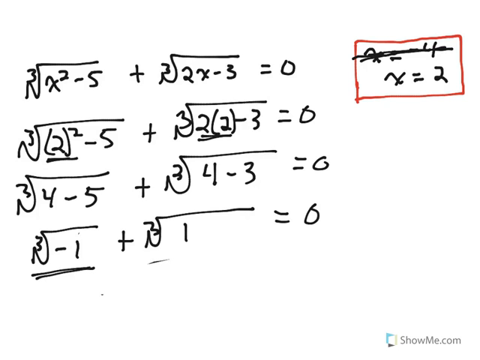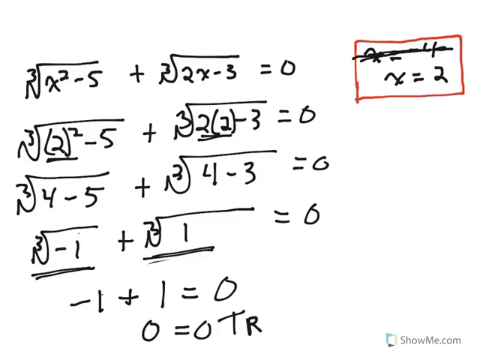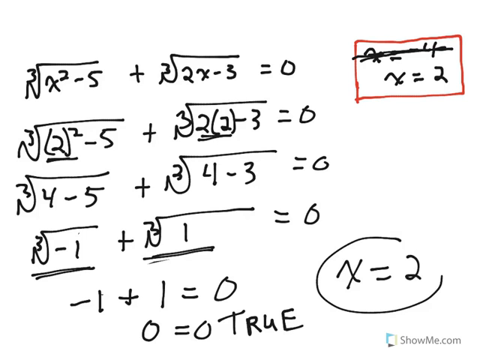The cube root of negative 1 is negative 1. The cube root of 1 is positive 1. Negative 1 plus 1 is 0. So x equals 2 is a solution. So in this problem, we only have one answer: x equals 2.